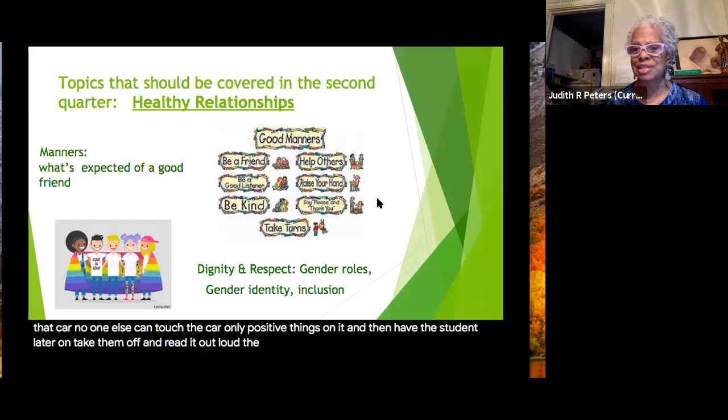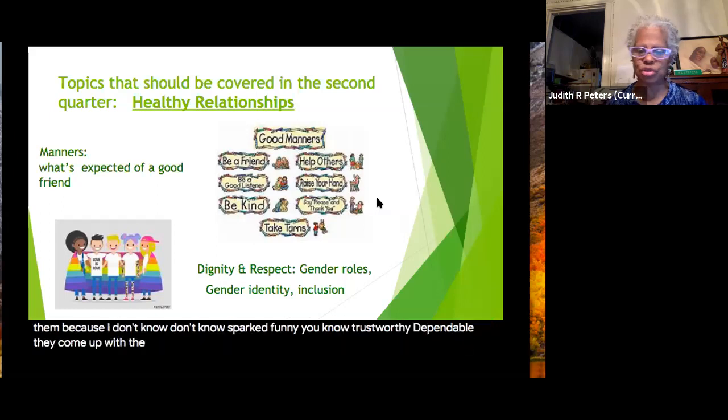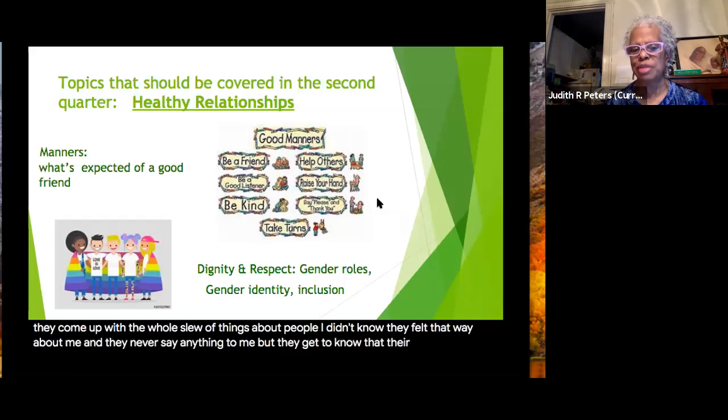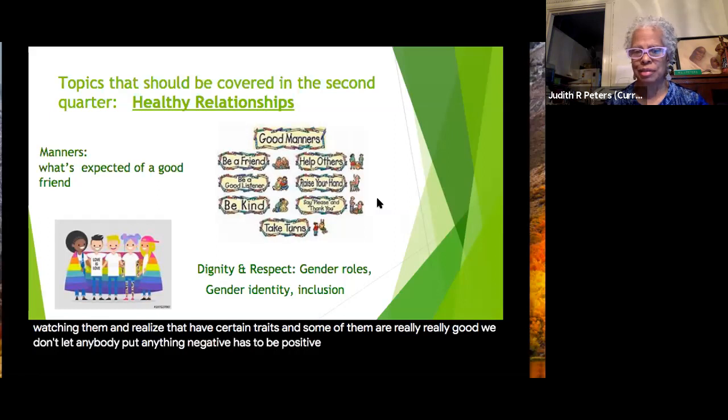The students are astounded by what their peers think of them. A lot of them don't know. Smart, funny, trustworthy, dependable. They come up with a whole slew of things about people. I didn't know they felt that way about me. They never say anything to me, but they get to know that their classmates are watching them and realize they have certain traits, and some of them are really, really good. We don't let anybody put anything negative. It has to be positive.